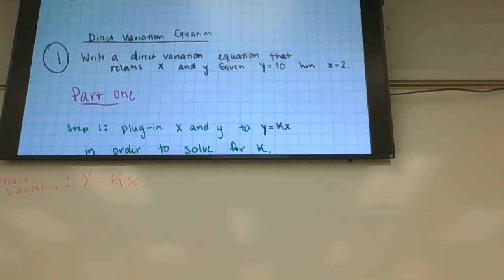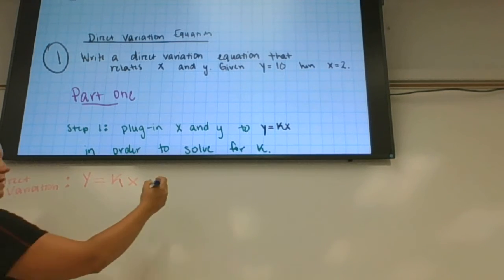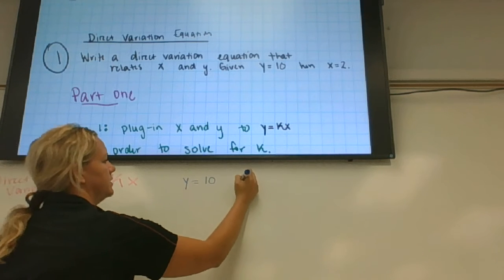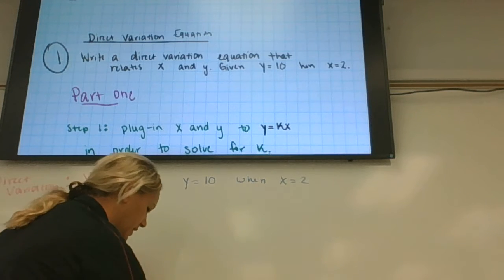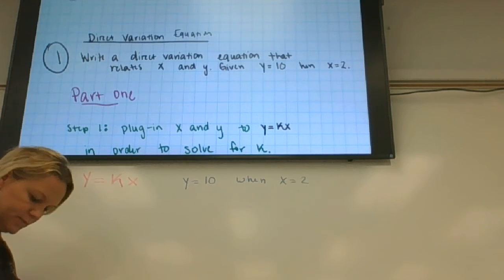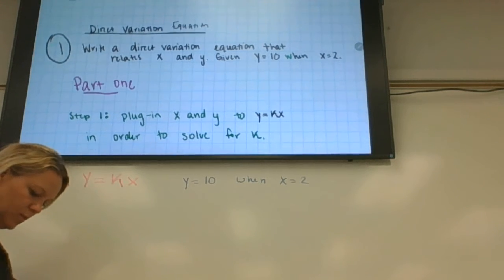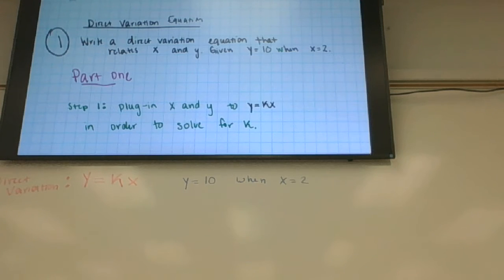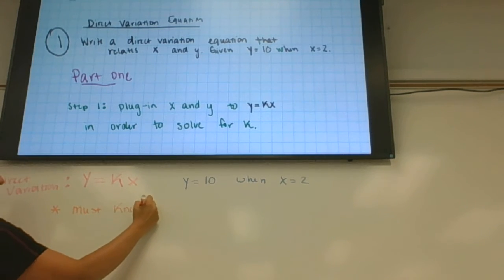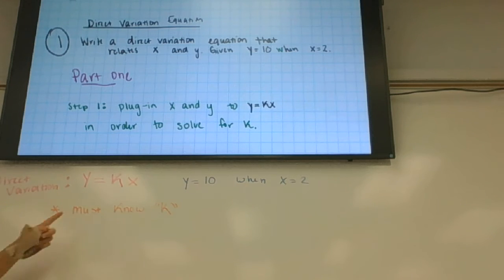So it says, find a direct variation equation that relates x and y, and we're given y equals 10 when x equals 2. In order to write an equation, you must have k. K is what makes the equation. Y and x could be any point.